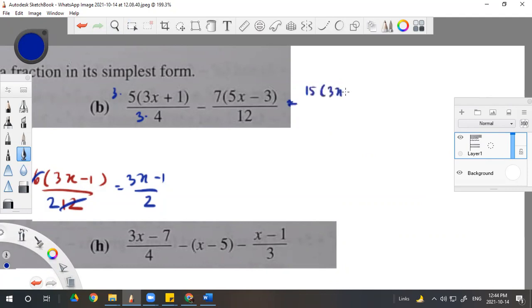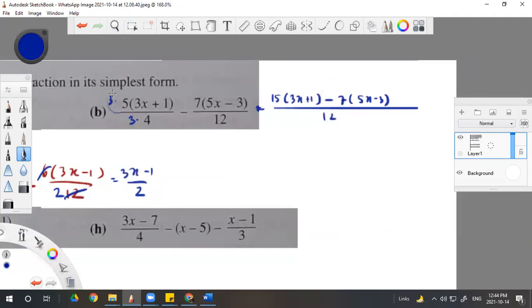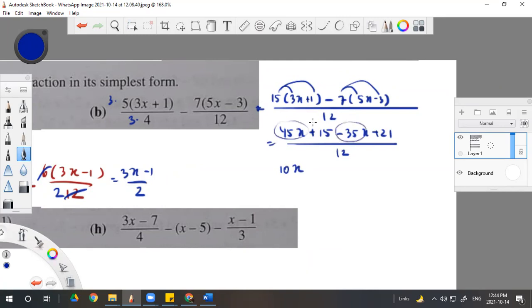15 bracket 3x plus 1 over 12, right? Minus 7 bracket 5x minus 3, right? You see, easy, isn't it? Easy, because 3 times 5 first. And then 45x plus 15 minus 7 times 5 minus 35x plus 21 over 15. Over 12, I mean. So 45 minus 35 is 10x, right? Collecting the like terms. And 15 plus 21 is 36 over 12. Can you simplify the top?